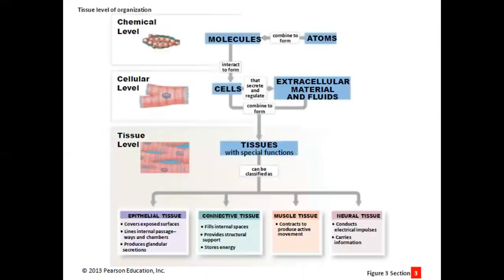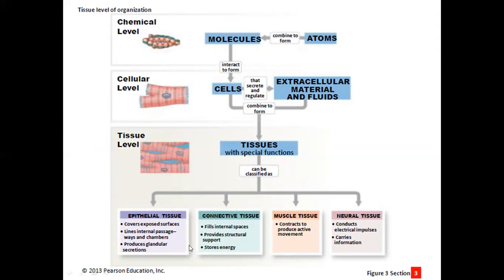Those tissues combine together, like cardiac muscle tissue combines with other connective tissues and epithelial tissues to form organs. Organs form organ systems, and organ systems work together to create an organism. So just as a review, remember that. Here's the levels of organization. The chemical level: atoms combine to form molecules. Molecules interact to form components of a cell. Cells combine to form tissues. And here's the 4 major types of tissues that we're going to talk about: epithelial tissue, connective tissue, muscle, and neural tissue.